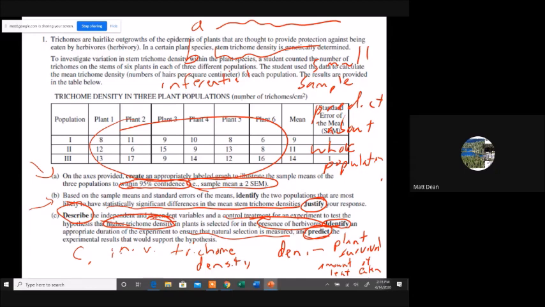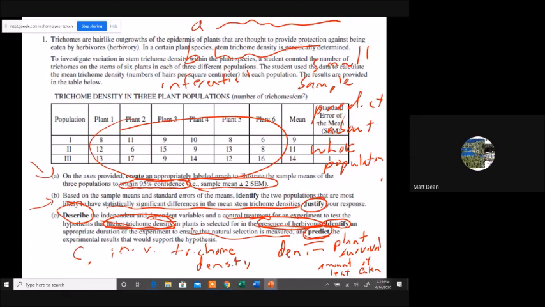And then finally, predict the experimental results that would support your hypothesis. Remember, our hypothesis is that higher trichome density in plants is selected for in the presence of herbivores. So really what we're saying here is that plants with more trichomes are going to outlive and out-reproduce plants with lower trichome densities. That essentially would be good experimental evidence.